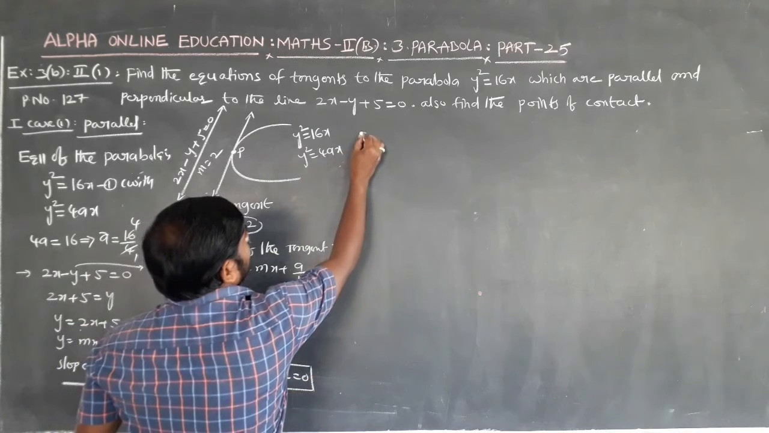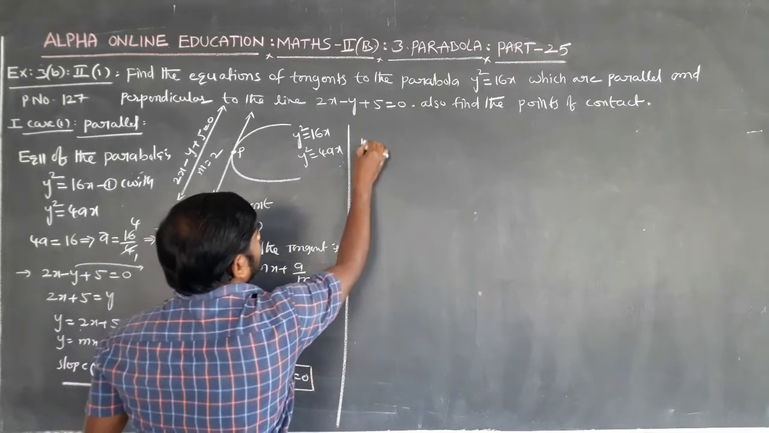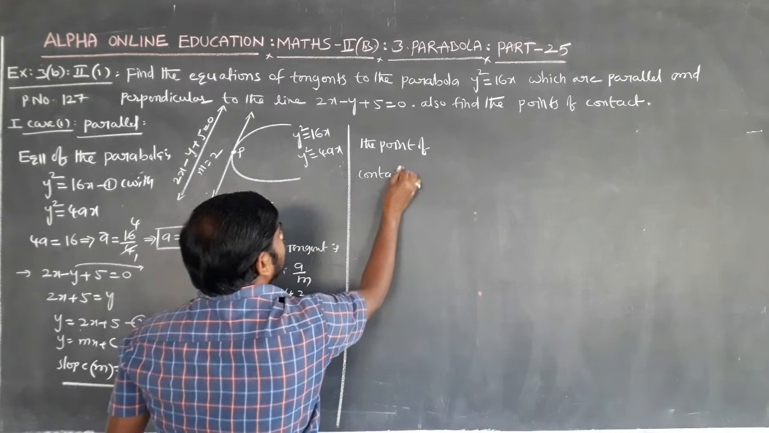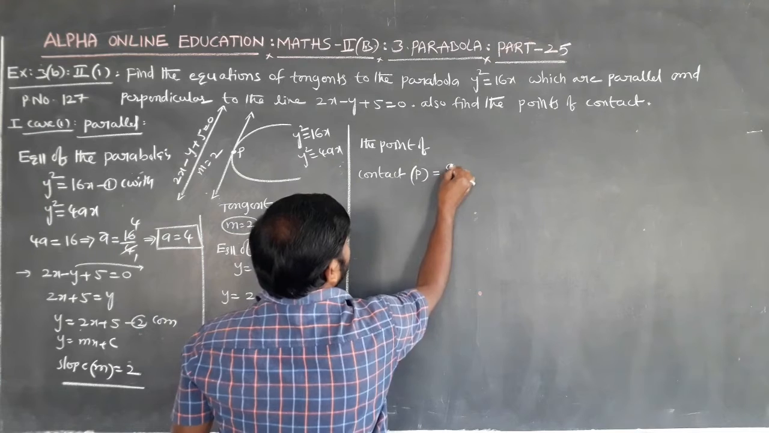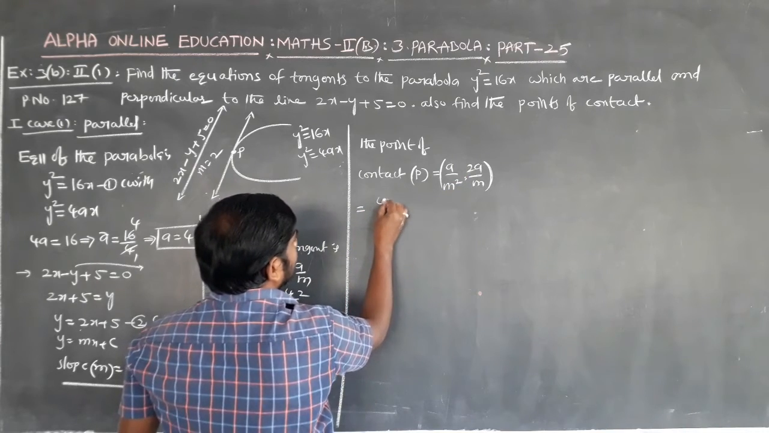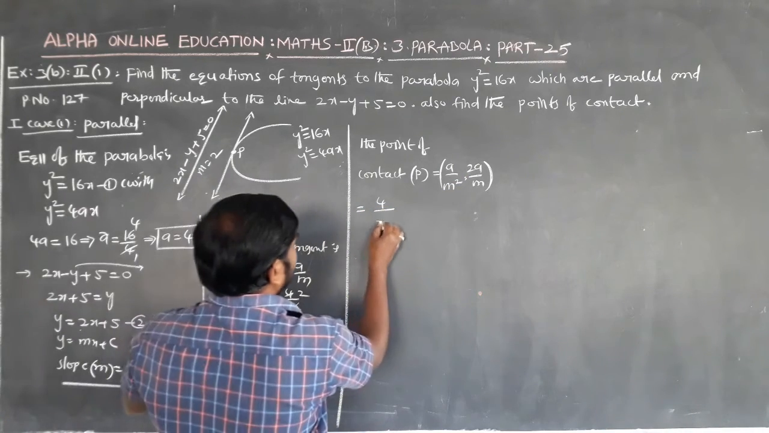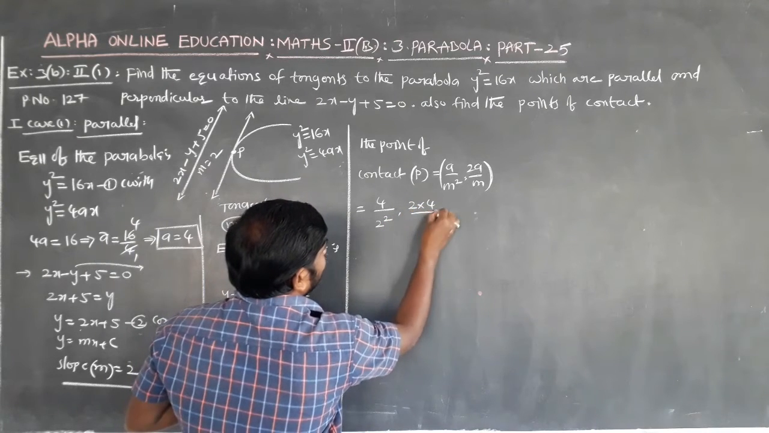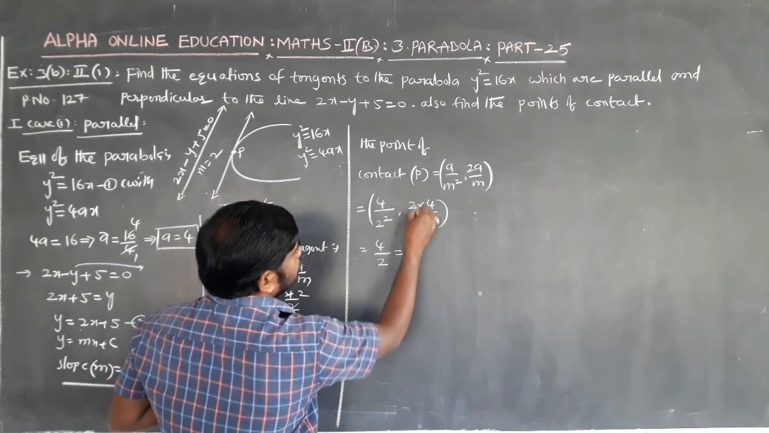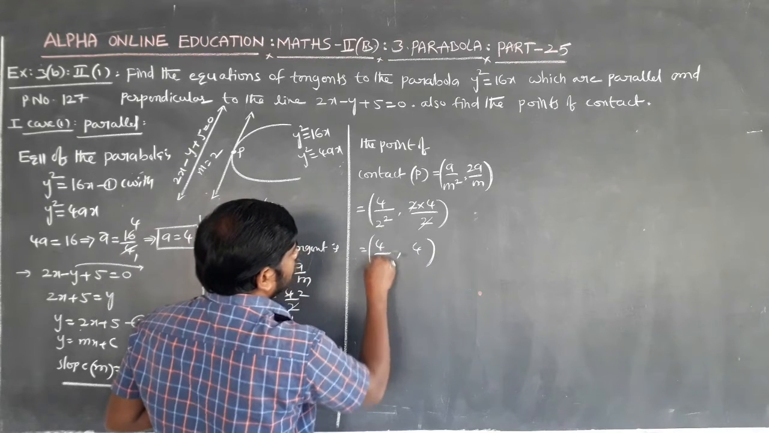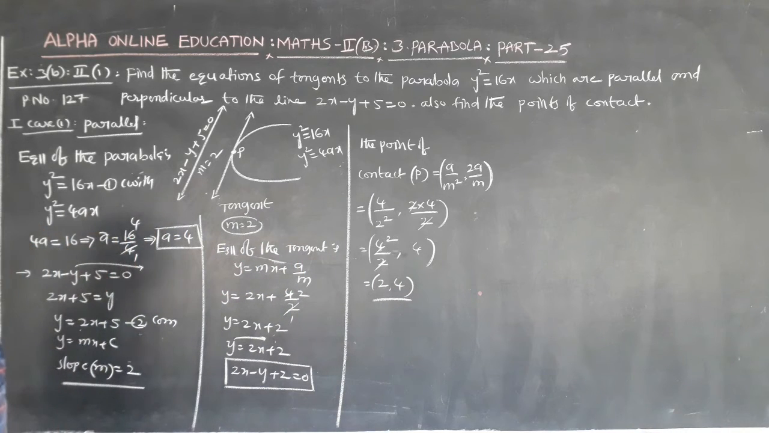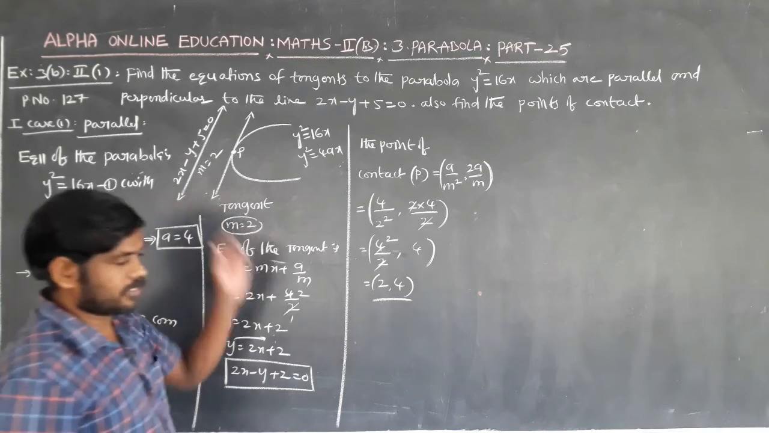Here the point of contact P is equal to a by m square comma 2a by m, which is 4 by m square, 2 into 4 by m. With m equal to 2, 4 by 2 square is 1, and 2 into 4 by 2 is 4. So 1 comma 4 is the point of contact. This is the first part.